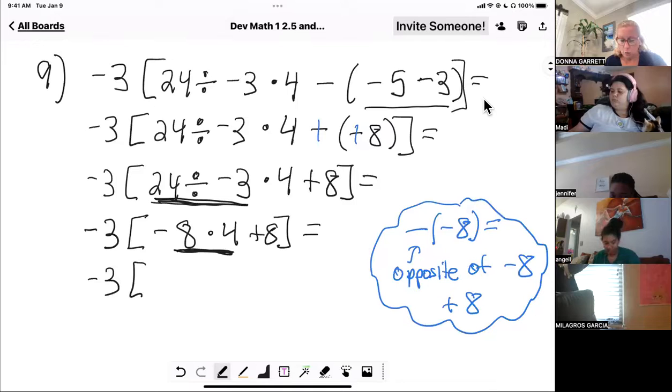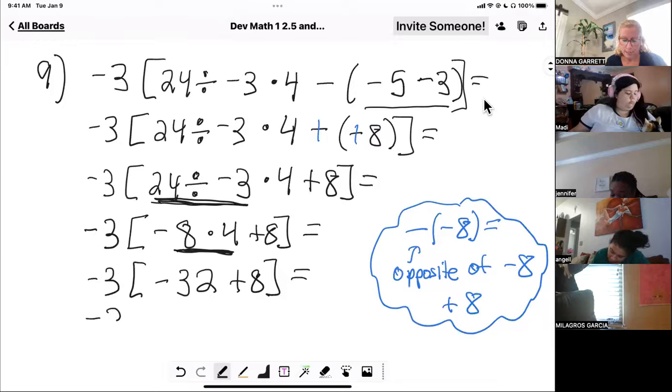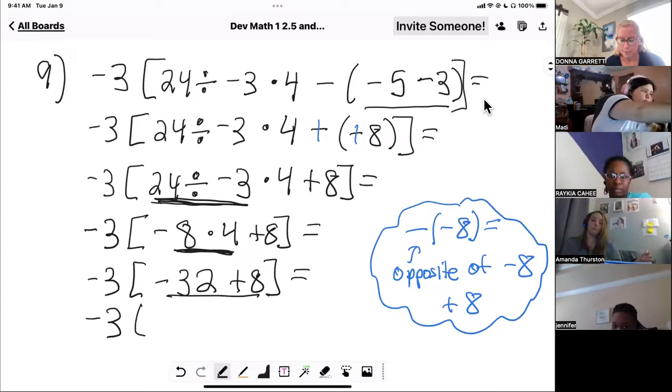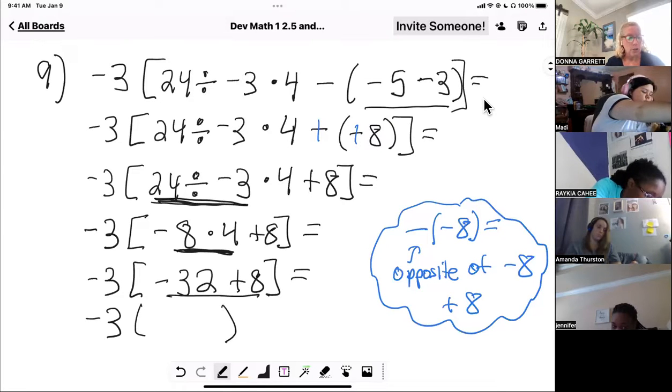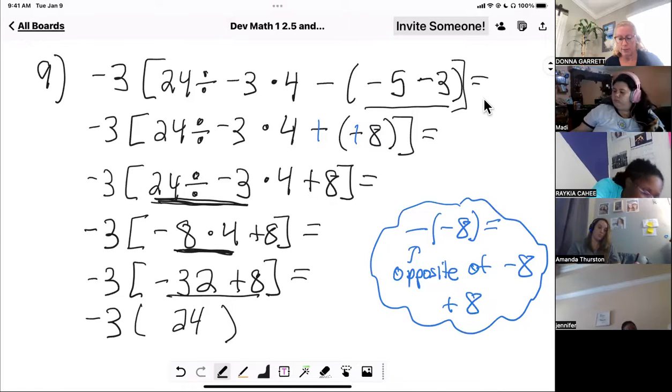Okay, -8 times 4 is -32 plus 8. Okay, hey, we're almost there. So now I'm going to simplify this. So I'm going to make it parentheses. -32 plus 8 would be, okay, negative, I subtract 32 minus 8 is 24. Let me check in my head. 8, 9, 10, 12, 13. Yes, negative though, because negative plus a positive, negative is bigger, so it becomes negative.